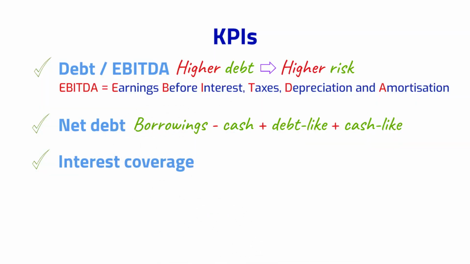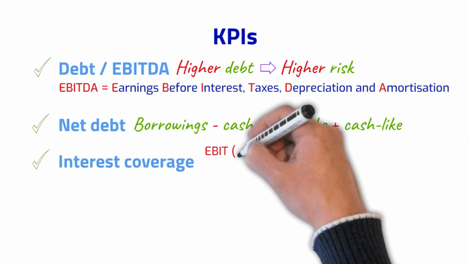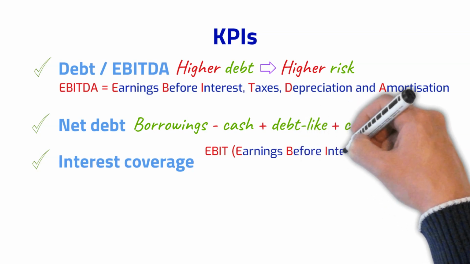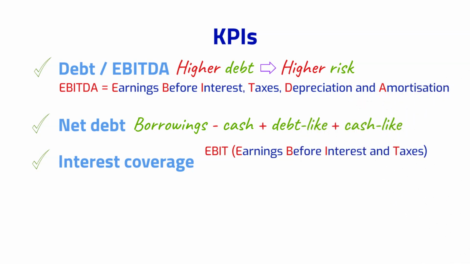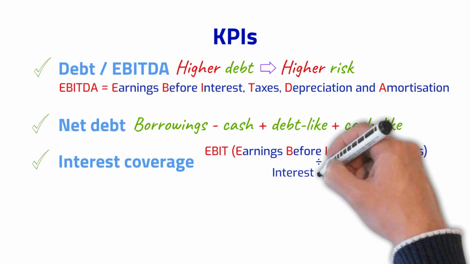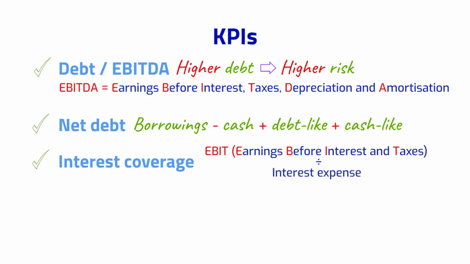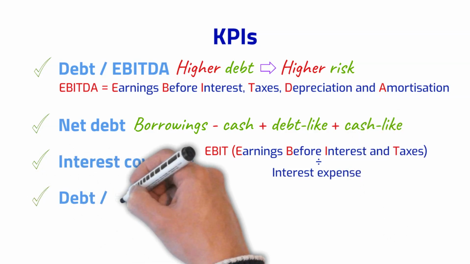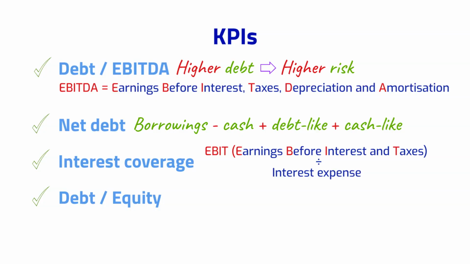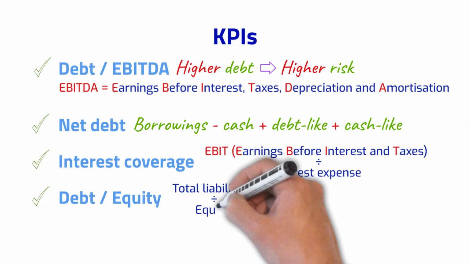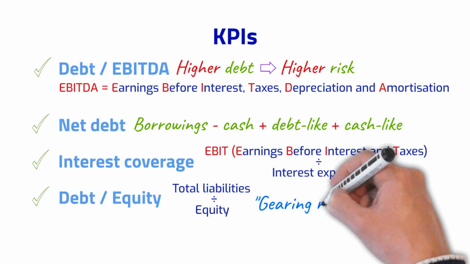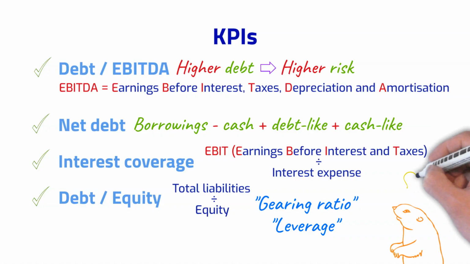A third typical KPI is interest coverage. It tells you how easily the company can pay interest from its profits. It is calculated as EBIT or EBITDA divided by interest expense. EBIT means earnings before interest and taxes. And finally, debt to equity, which shows how much of the business is financed by debt versus shareholders. It is calculated as total liabilities divided by total equity, and is often called gearing ratio or leverage.